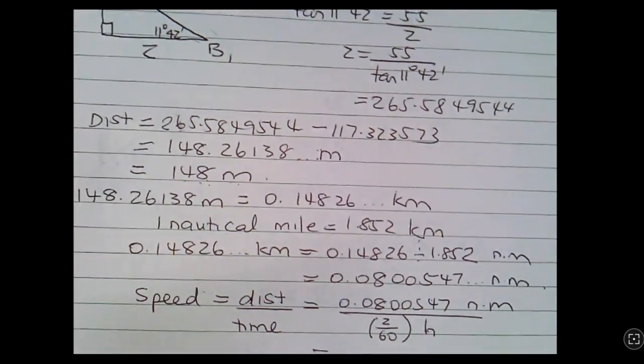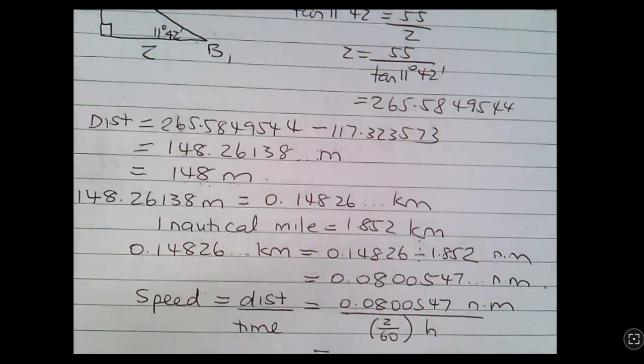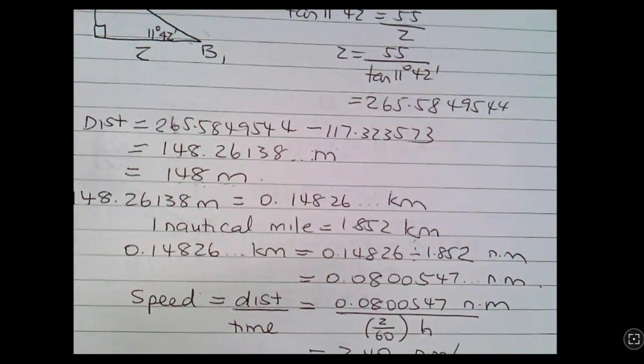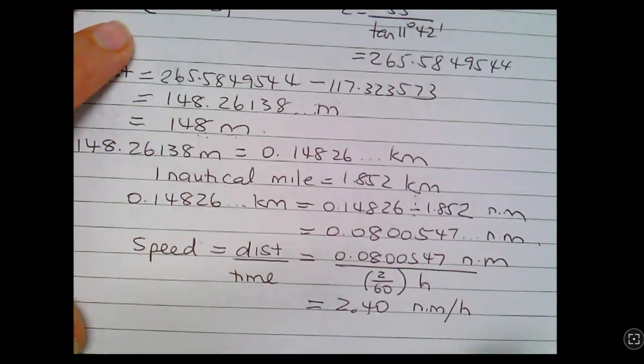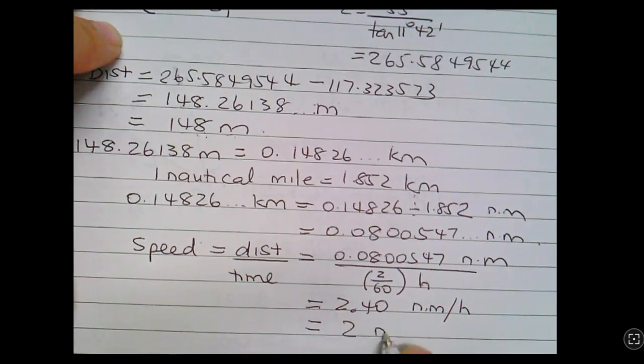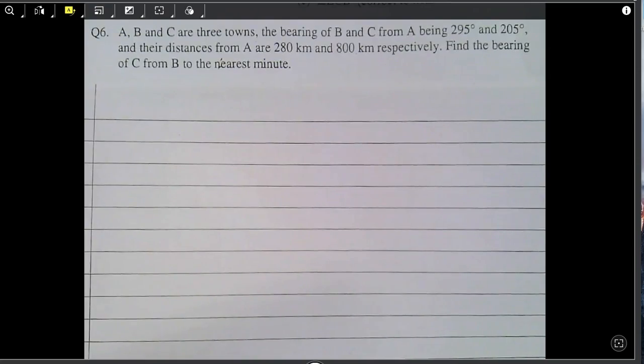So we need to keep that answer in our calculator and divide by, open bracket, 2 divided by 60, close bracket, and we get 2.40 nautical miles per hour. And they want it to the nearest nautical mile per hour, so it would be 2 nautical miles per hour. Okay? Okay, this is level 2 trigonometry question 6.